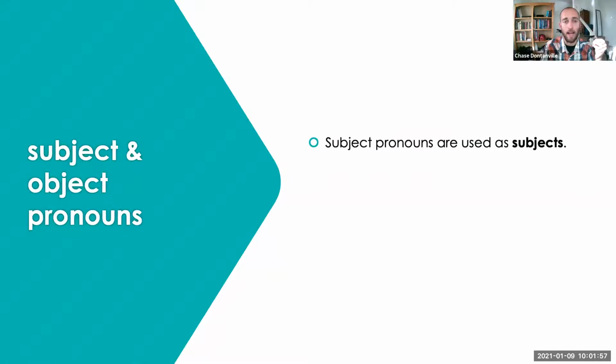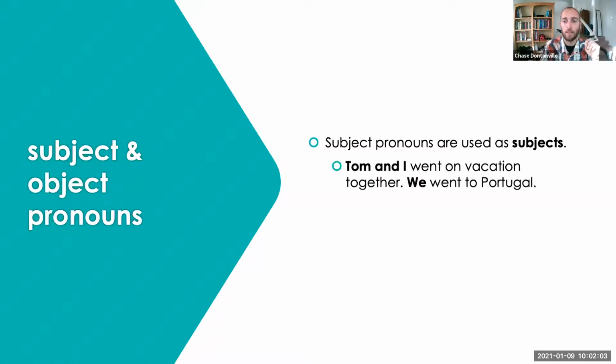They're called subject pronouns because we use them for subjects. Very simple. Tom and I went on vacation together. Tom and I is the subject, okay? So instead of repeating Tom and I, we can say we. We went to Portugal. Your suitcase arrived. It is in your room. Your suitcase is the subject, so we use it.